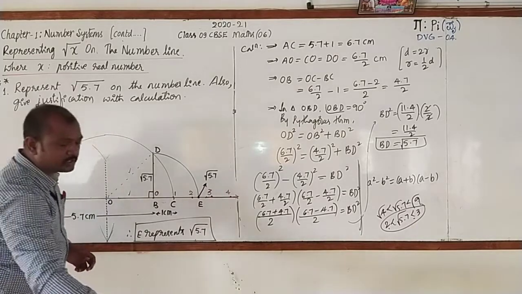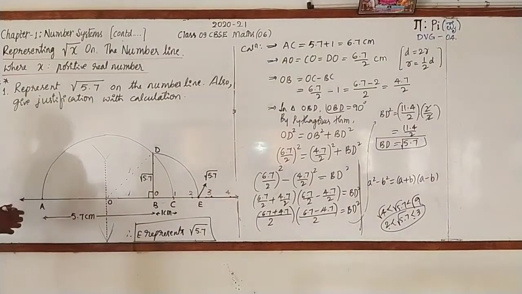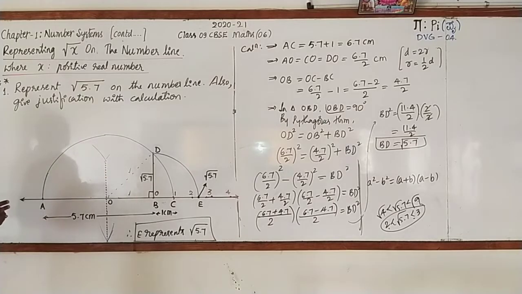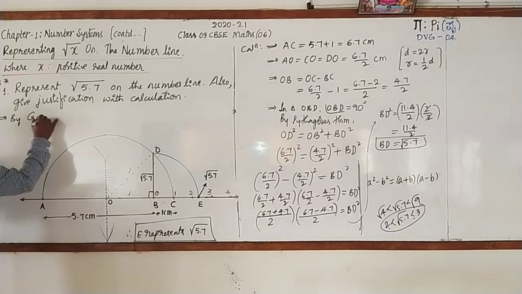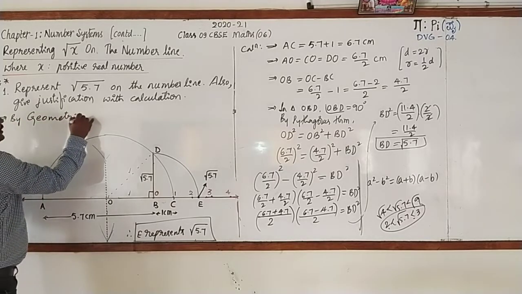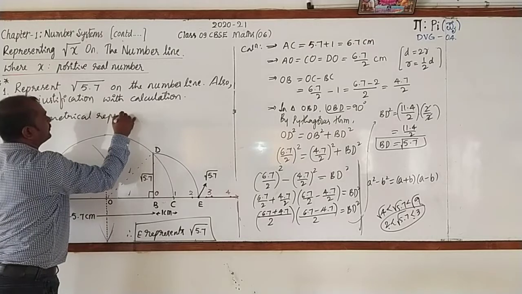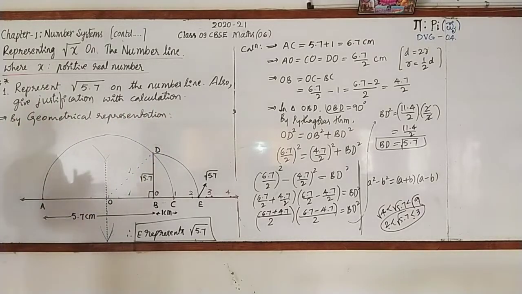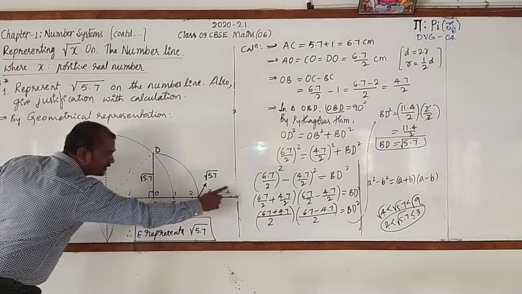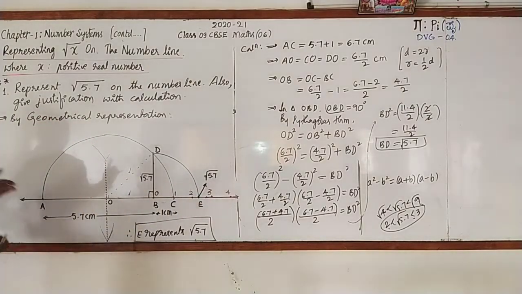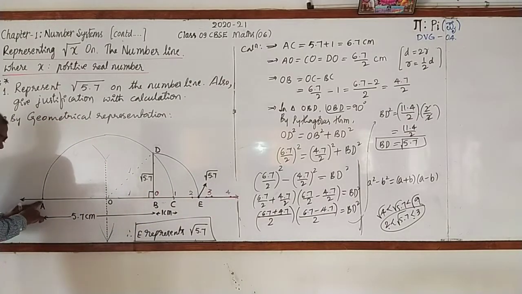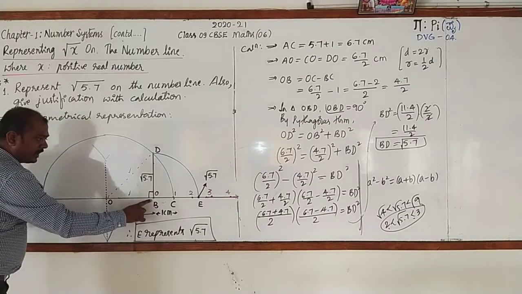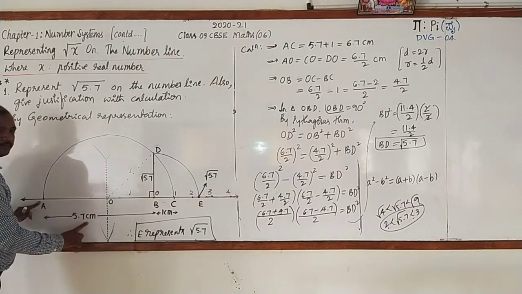Okay, before you go to copy, once I tell how to follow this. This is the geometrical representation. Let me tell you, listen carefully. First you go for drawing a straight line, correct? Then you mark the point A from here. Mark the point B at a distance of 5.7.